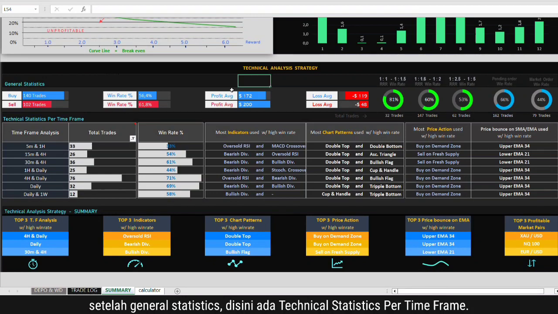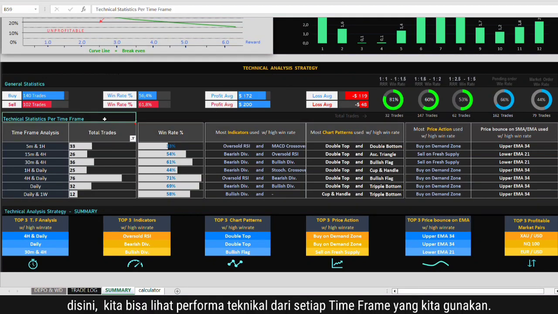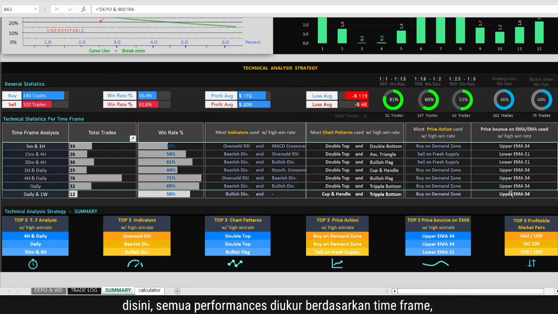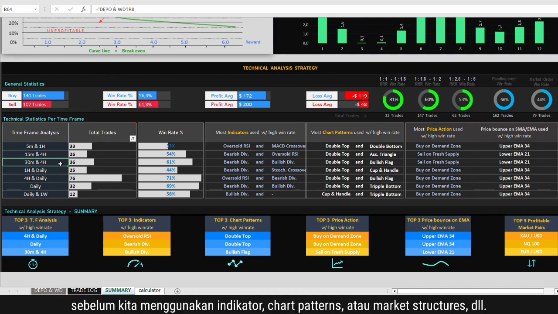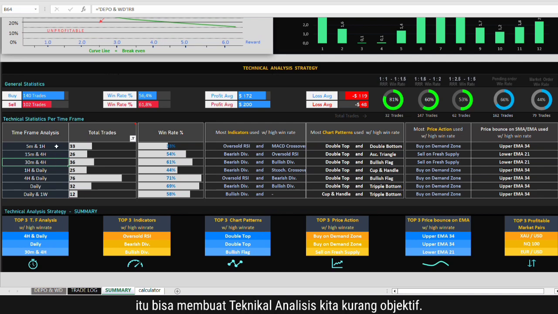After the general statistic, we have the technical statistic per time frame here. So here we can see the performance of each time frame we use. In here, all performance is measured from the time frame we are using. Because in my opinion, time frames are very important in technical analysis, before we use indicators, chart patterns, or market structures, etc. Because when we use too many time frames, it can make our technical analysis less objective.